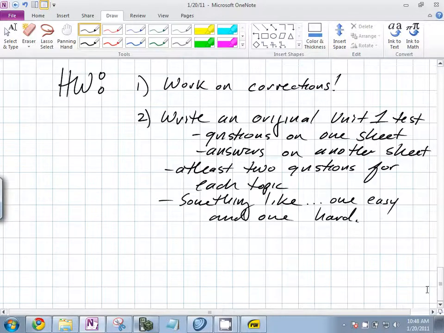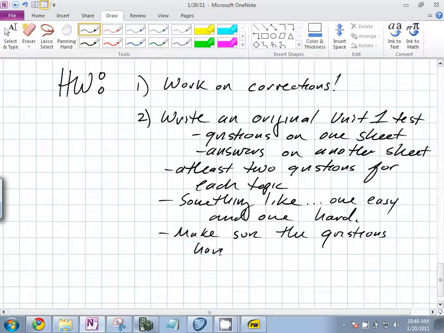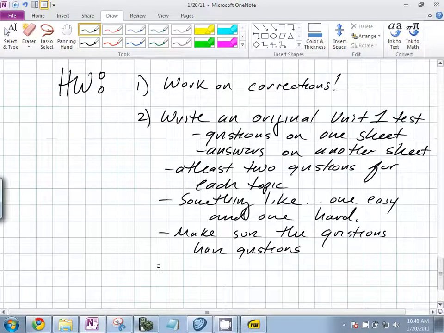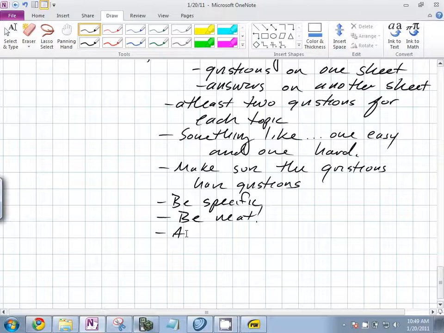Make sure, this seems obvious, but I need to state it every time, make sure the questions have questions in them. Do you understand what I mean? You can't just put down an equation and expect someone to know what to do with it. So, for example, you can't just put down f of x equals some piecewise function and expect them to graph it. You have to say, please graph this function. Be specific. And be neat. Aim for what you think is fair for this test.